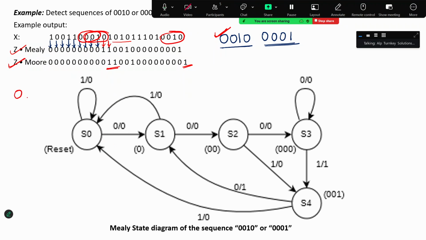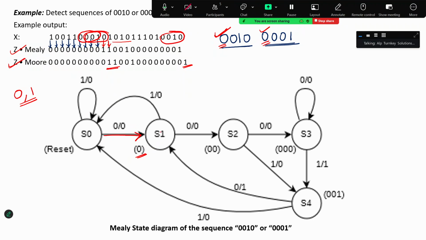Suppose I'm checking for 0 and 1. If it is 0, I got the sequence, so it will go to the next state. The output is 0 only. If it is 1, it will stay in the same state. So here I got 0, one sequence bit from what I'm expecting.